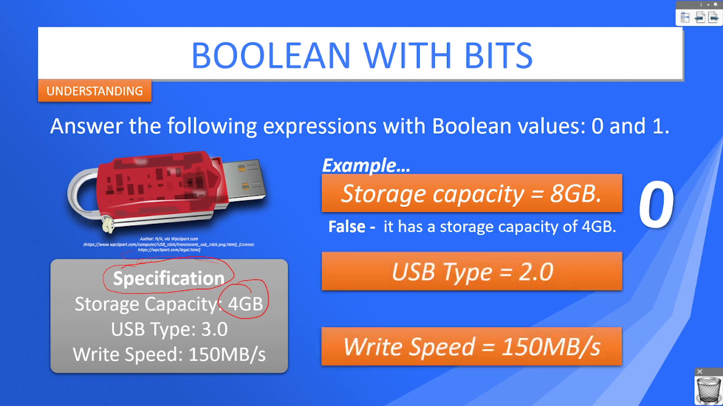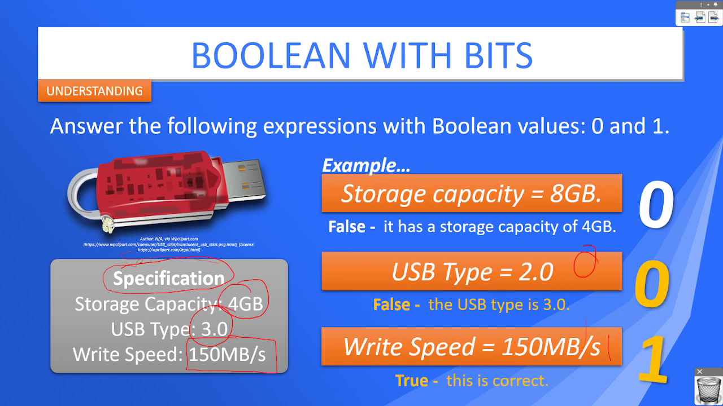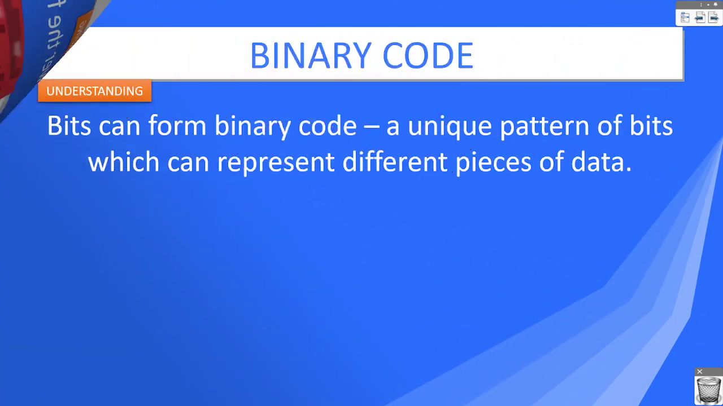USB type 2 write speed. How about that? Well, if we look again at the specification, we can see that the type is 3, so in this case it'll be 0. And our write speed is actually 150. Write speed 150. Perfect. This must be a 1. And we can see that absolutely we are right. We can see that we're matching up with our conditions.